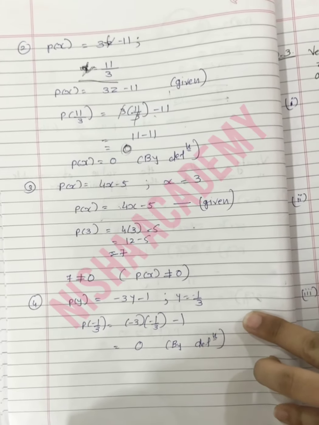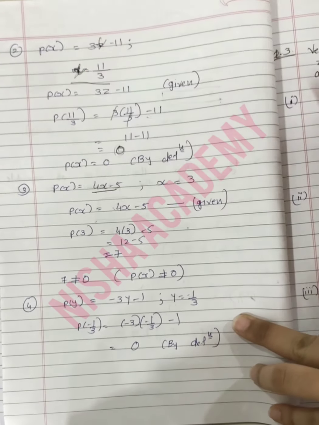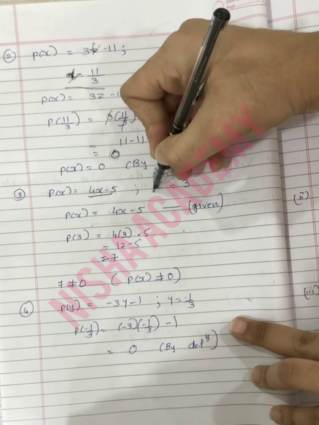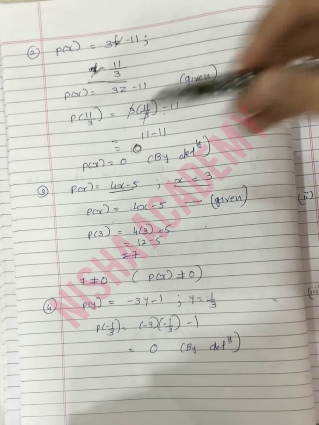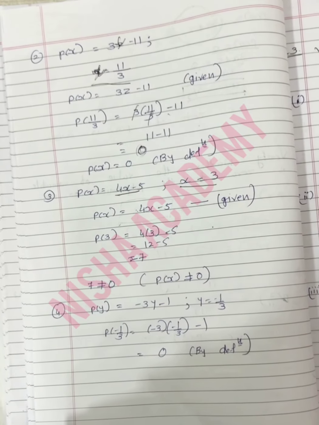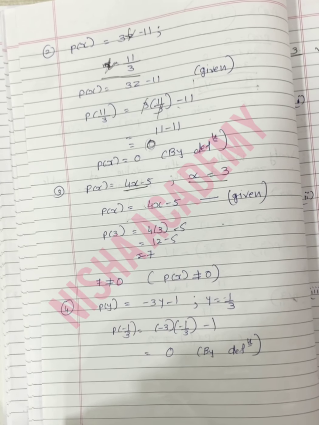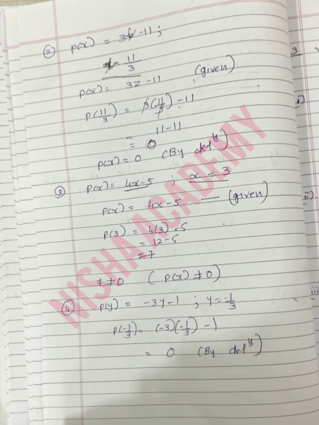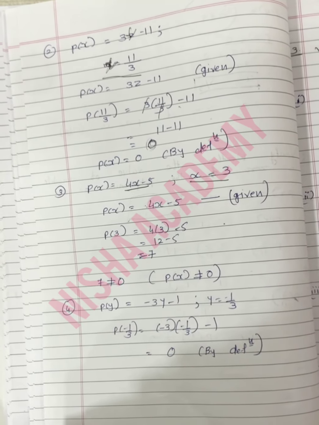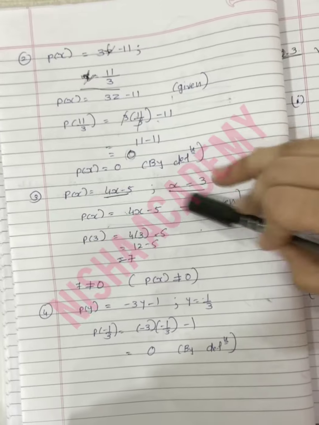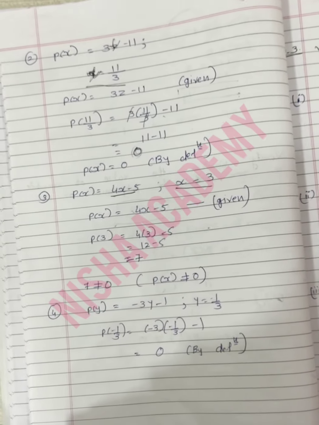Same way, another example, 4x minus 5 is given. Then you have x equal to 3. So you have to write 3 in place of x. Simplify it. 4 times 3 is 12, 12 minus 5 is 7. So 7 is not equal to 0. We are not getting 0 for p of x, right? So here 3 is not a zero of the polynomial.